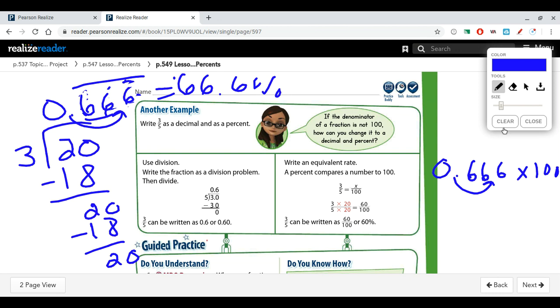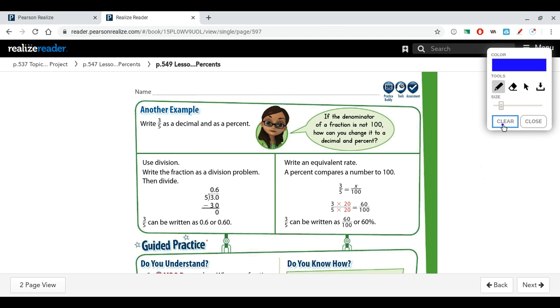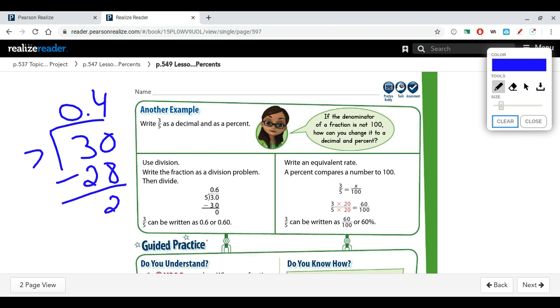So let me go ahead and do one more as an example for you guys. I'm going to do 3 sevenths. Okay, so I'm going to look at how many times 7 goes into 3. 7 goes into 3 0 times, put my decimal, add a 0. 7 goes into 30 4 times, that's 28. I'm going to subtract, I have 2 left over, add my 0. 7 goes into 20 2 times, that's 14.